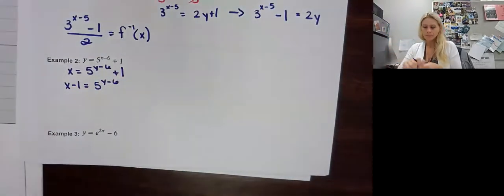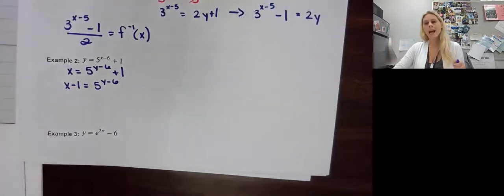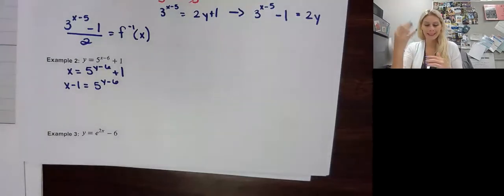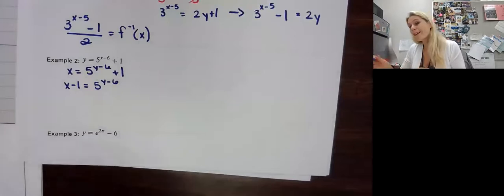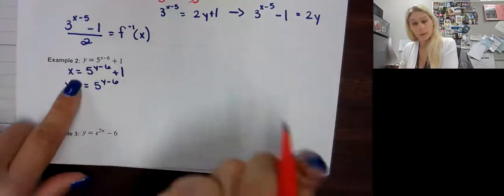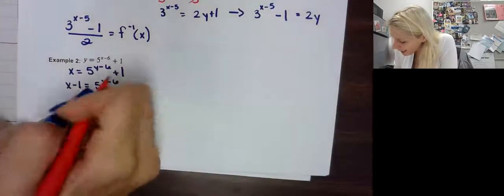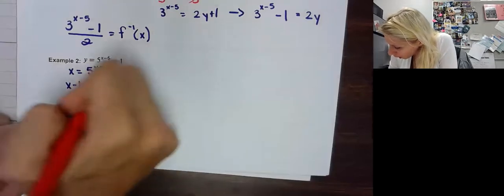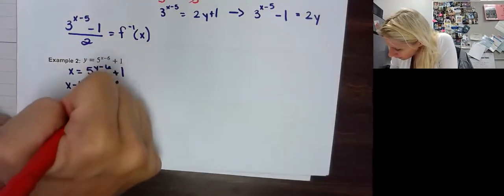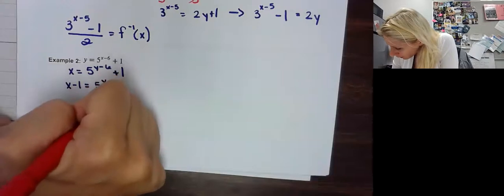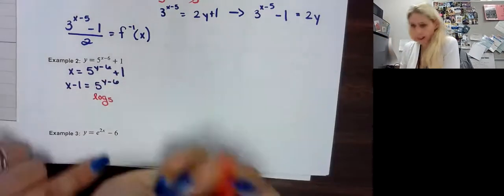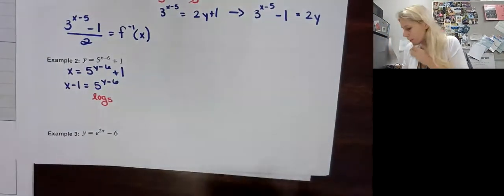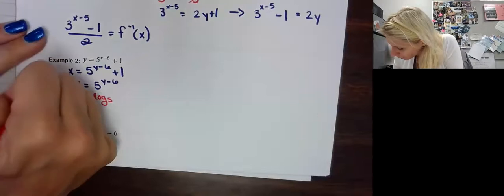Okay. Now, how do I get rid of that base 5? Because I need to bring that y minus 6 down. Well, to get rid of a base 5, what we do, because remember the inverse of base 5 is log. Okay. And whatever we do to one side, we have to do the other.